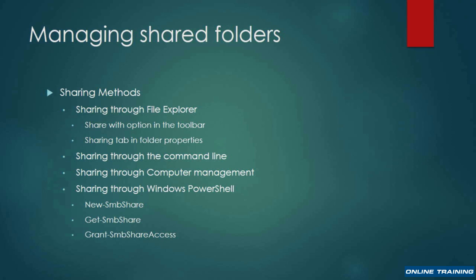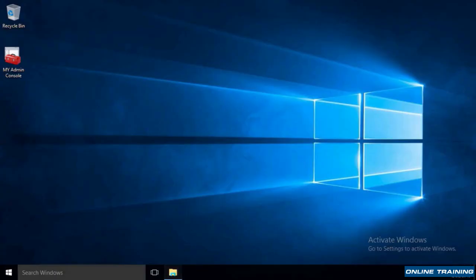You can also share it through the command line. Not sure why you would, but you have the net share command. Through computer management, there's a shared folder snap-in, and then through PowerShell, the New-SmbShare, Get-SmbShare, Grant-SmbShareAccess, that would allow you to assign permission. So you can choose the method you want. Obviously, the easiest method is just to use File Explorer, because on a client, we're probably sharing in a limited fashion anyway. So let's take a look at these different methods.